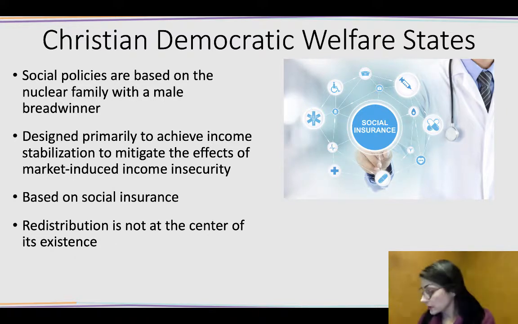Christian democratic welfare states. Social policies are based on the nuclear family with a male breadwinner, designed primarily to achieve income stabilization to mitigate the effects of market-induced income insecurity. They're based on social insurance, and redistribution is not at the center of their existence.